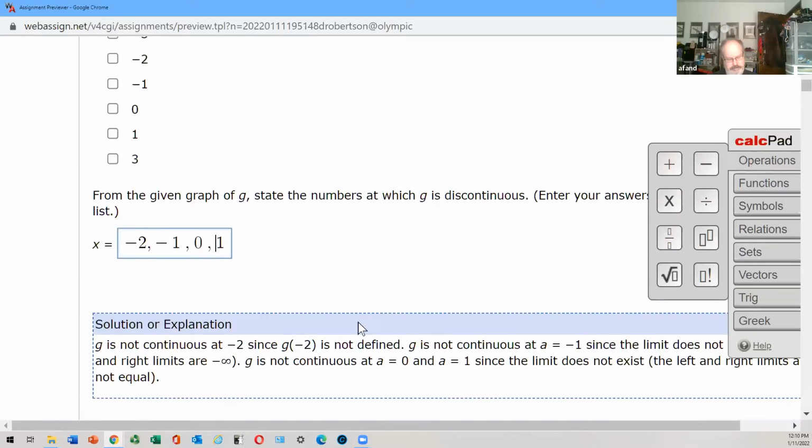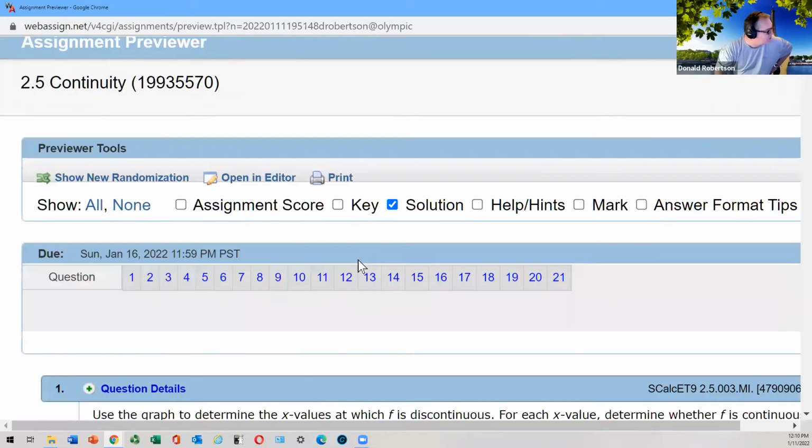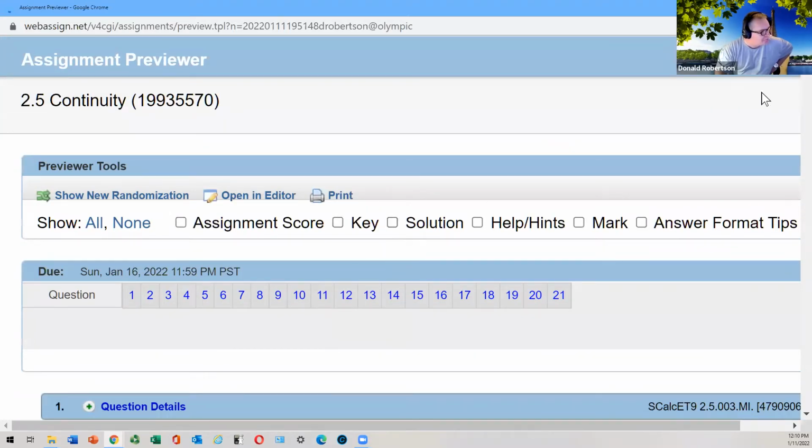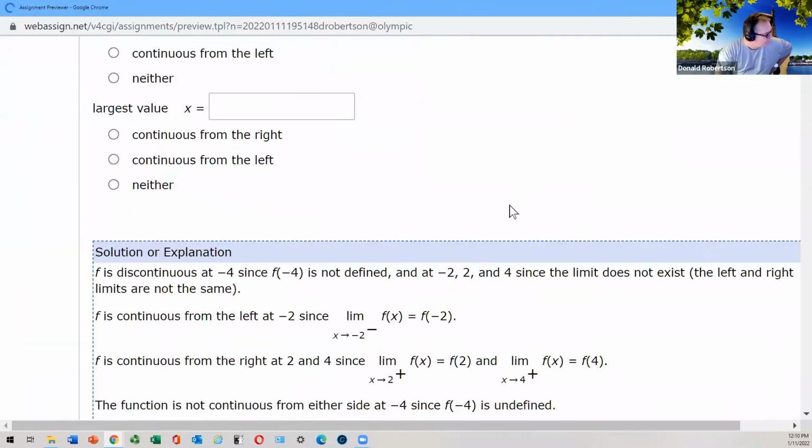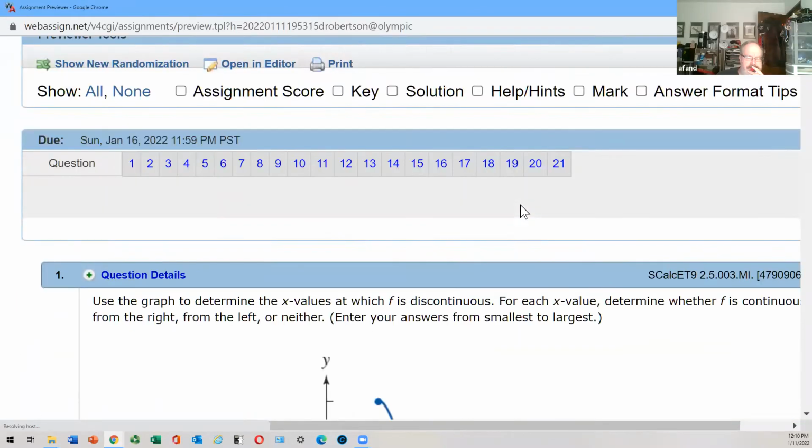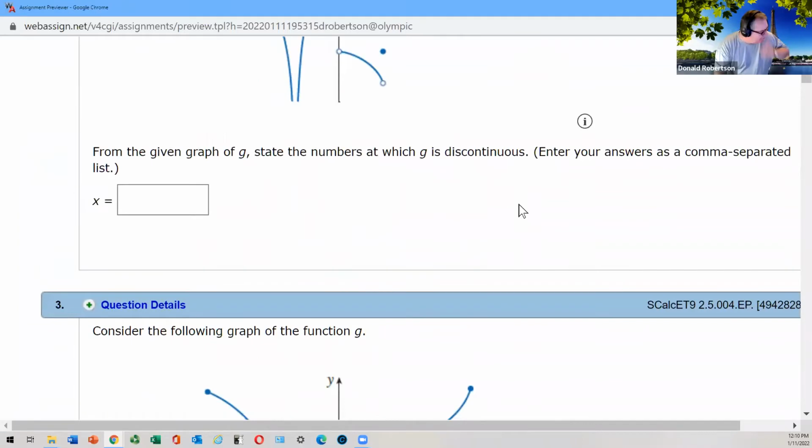And I don't know why it's telling me that, because I don't want to know the answers. Oh, because I had the solution thing on. Excuse me.